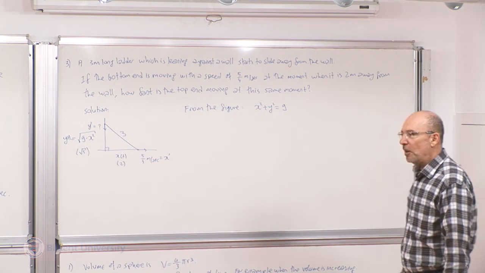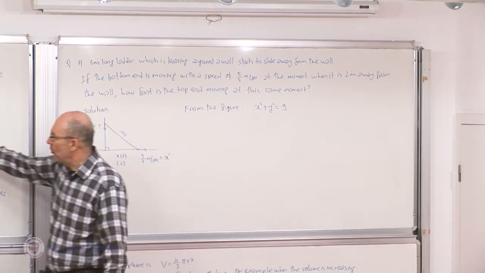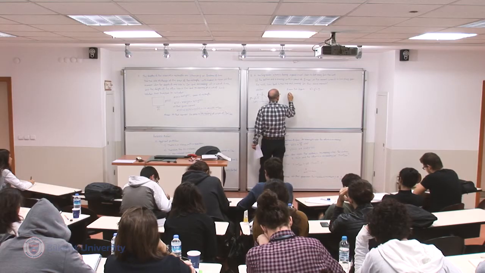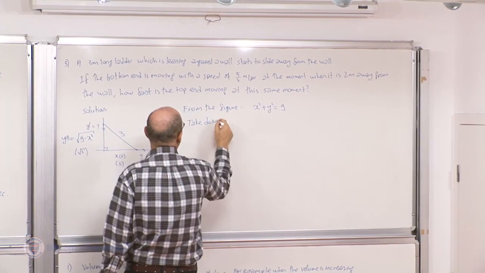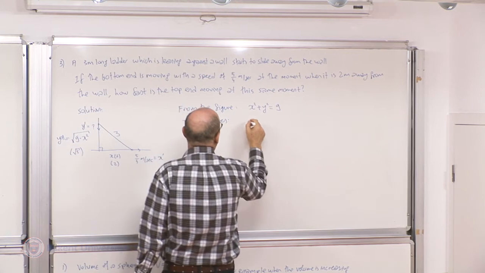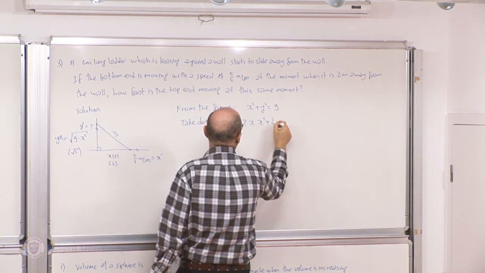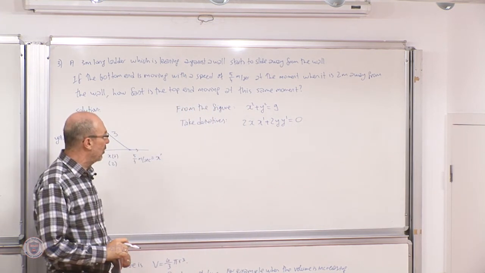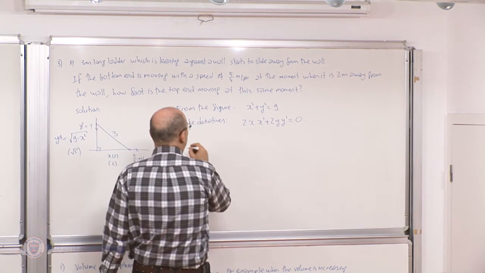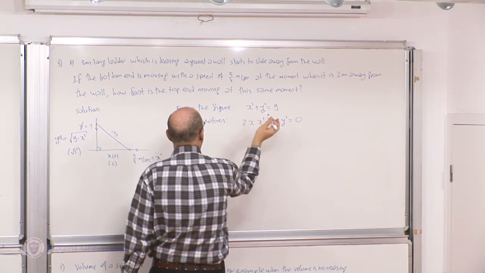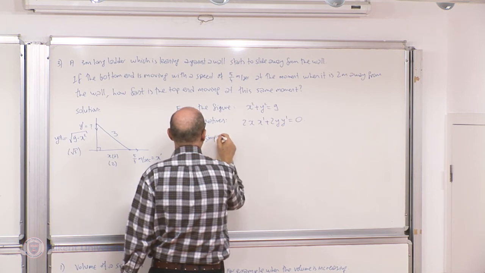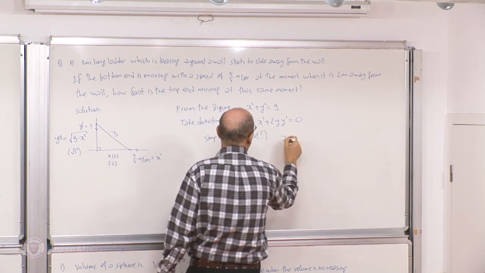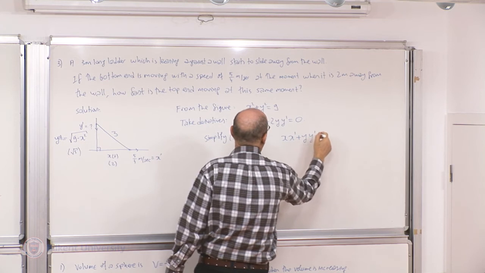Now take derivatives. We managed to write the first equation. Rates of change are mentioned, so we take the derivative: 2x x prime plus 2y y prime equals 0. The length of the ladder is fixed. Now put in the values. Simplify; nobody likes these 2's here. This is optional. So x x prime plus y y prime is 0.